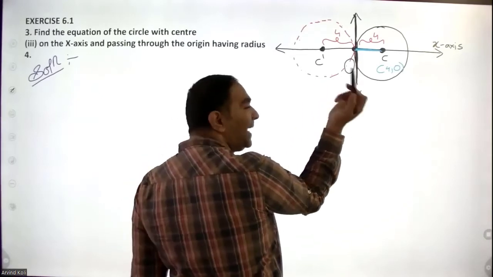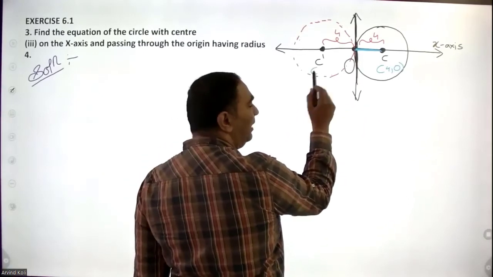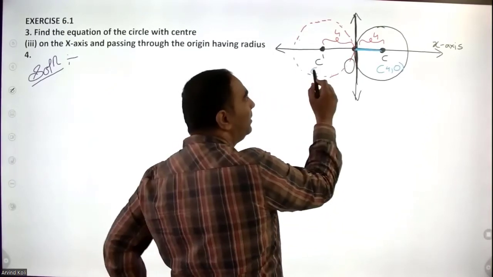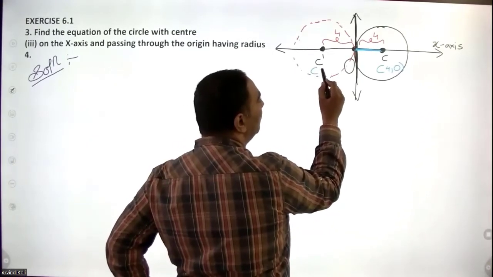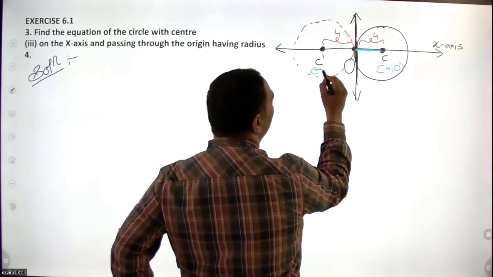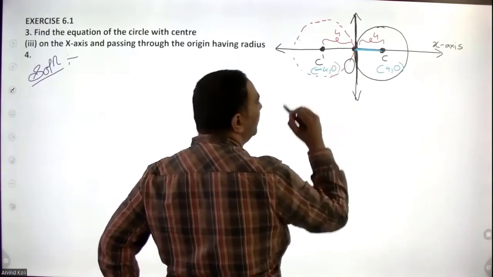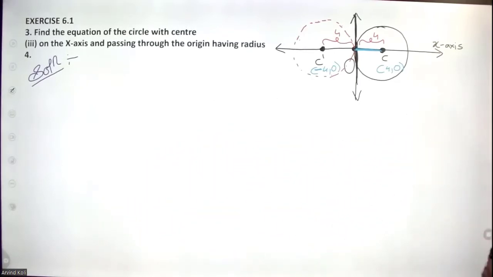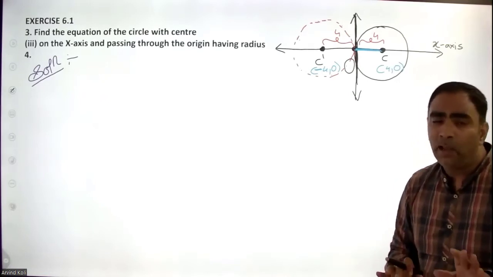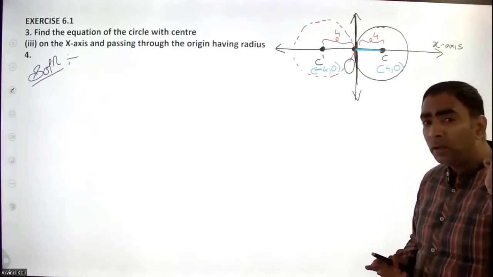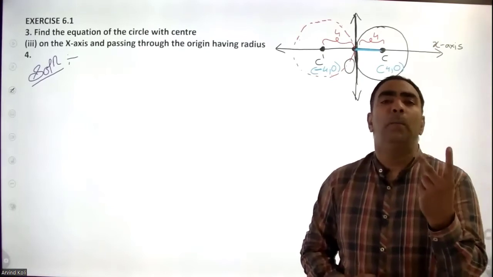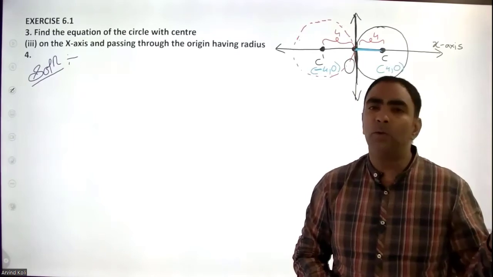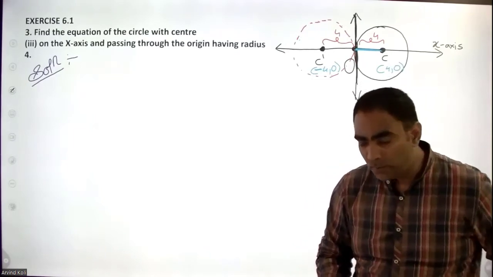सेम तरीके से C dash का coordinate क्या होगा? Will it be 4,0? No, it will be minus 4,0 because left side में. All right. So now students, यहाँ पे we have understood one thing, that हमें center का coordinates भी मिल गया है and हमें radius भी मिल गया है. The catch is that यहाँ पे दो possibilities है. There are two possibilities because the center could have been on the right side also or it could have been on the left side also, right?